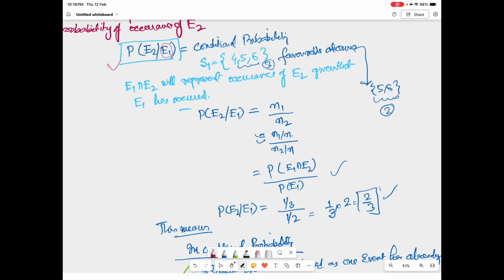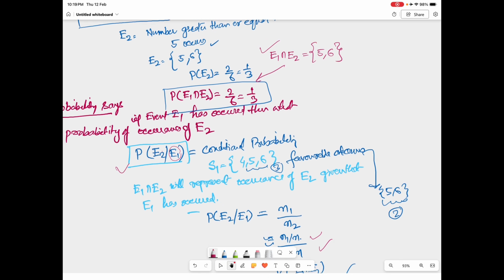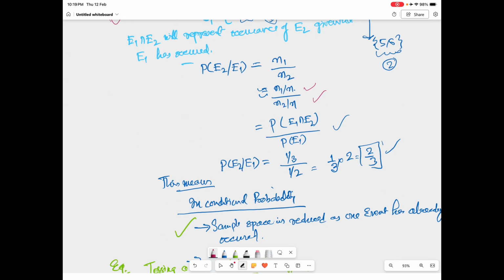So N1 upon N divided by N2 upon N, because N is the total outcomes. So if I see it with respect to the original sample space, and if I divide numerator and denominator by N, I will get the probability of E1 intersection E2 with respect to the whole sample space divided by the probability of E1. I have already found out P of E1 intersection E2, which is 1 by 3, divided by the probability of occurrence of E1, which is 1 by 2. So the probability of occurrence of E2 given that E1 has occurred is 2 by 3.